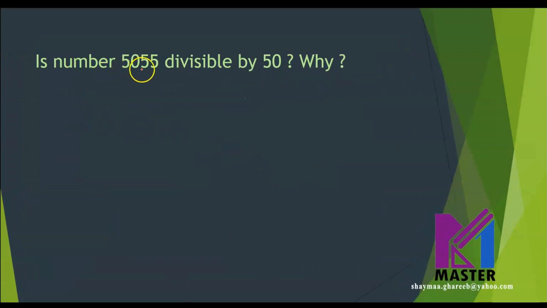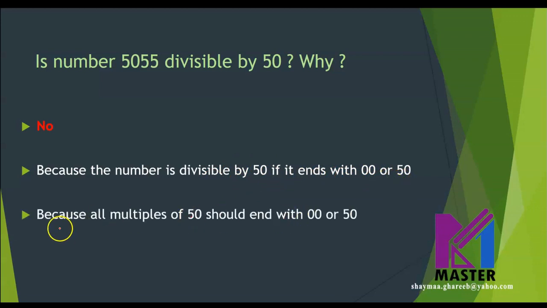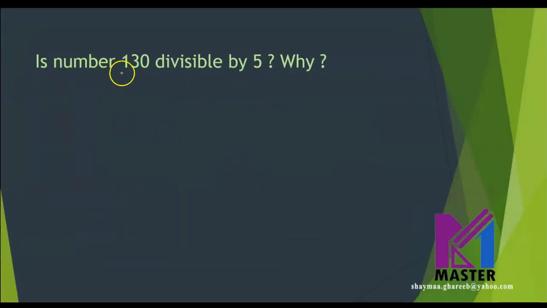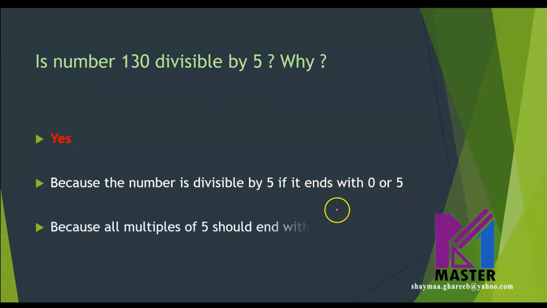Is number 5055 divisible by 50? Of course not. Why? Because the number is divisible by 50 if it ends with 0, 0 or 50. Or because all multiples of 50 should end with 0, 0 or 50. Is number 130 divisible by 5? Why? Yes, because the number is divisible by 5 if it ends with 0 or 5. Or because all multiples of 5 should end with 0 or 5.